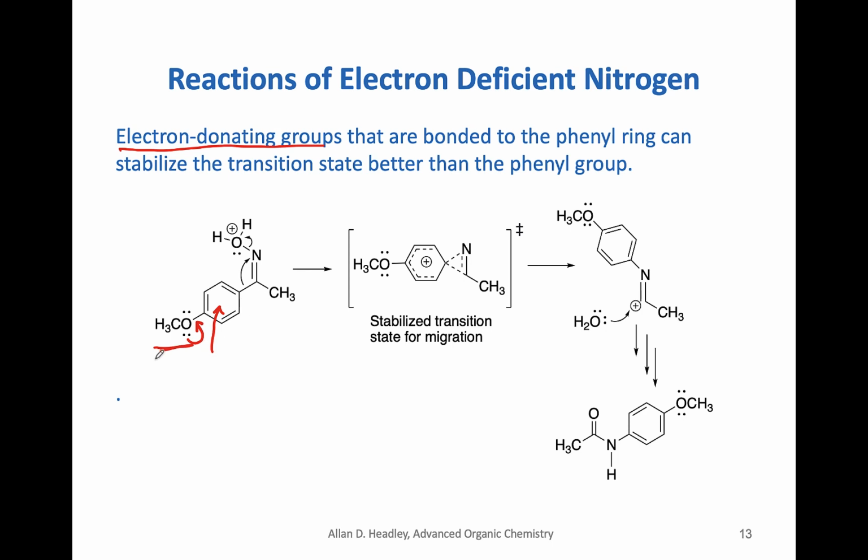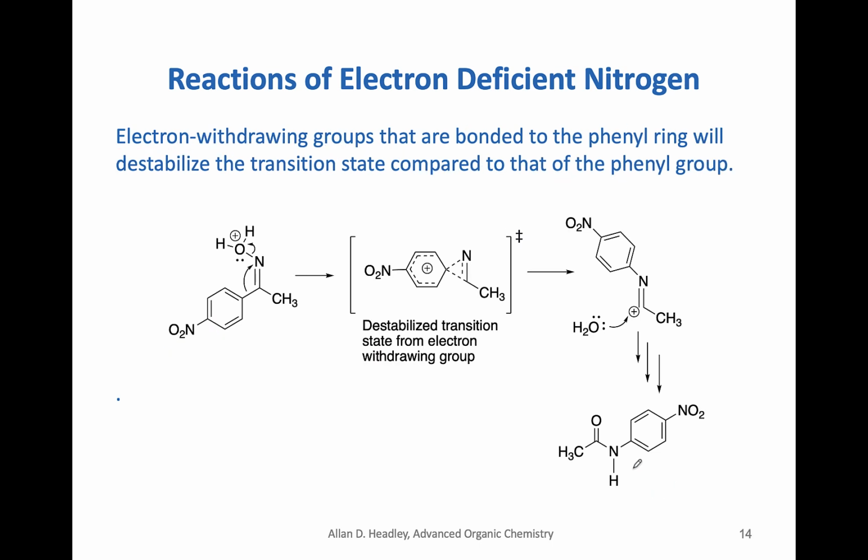As you can imagine, if this group here migrates, we have the positive charge here, and these electrons here can stabilize this positive charge even more than the phenyl ring, than a hydrogen, for example. So you can expect this to be even more stable than if it were just your phenyl group. And of course, since this is the slow step of the reaction, these other steps are fast to give this as the product. Let's look at electron withdrawing groups.